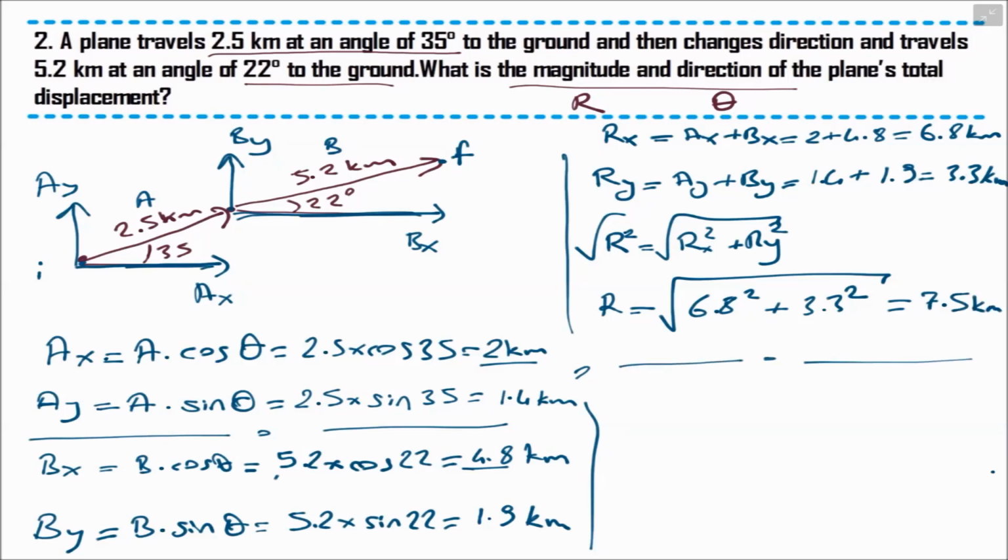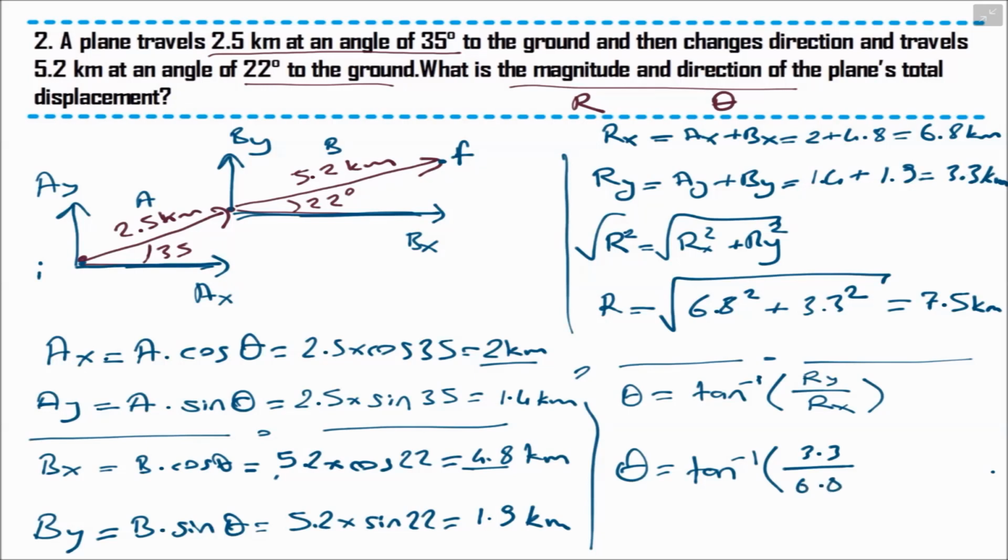And now we have to calculate the direction. That means we can calculate direction with the inverse tangent formula. Tangent inverse is Ry over Rx. So theta will be tangent inverse Ry is 3.3 kilometer over Rx is 6.8 kilometer. So the angle gonna be 26 degree.